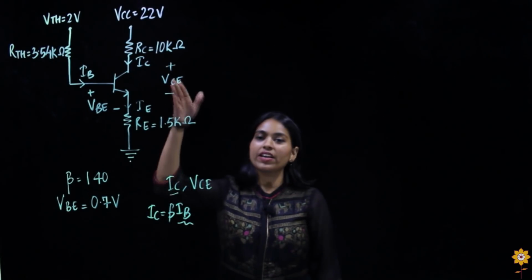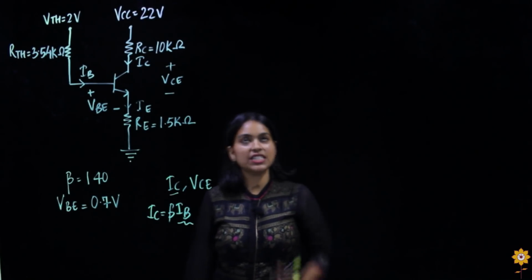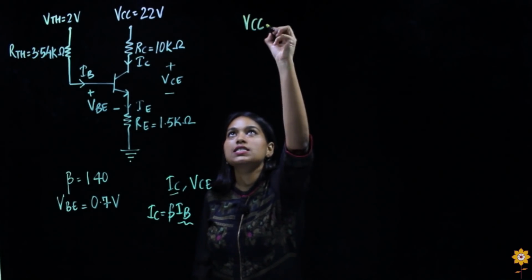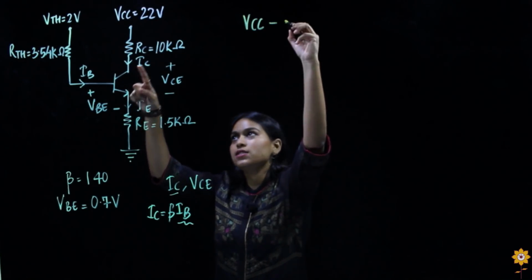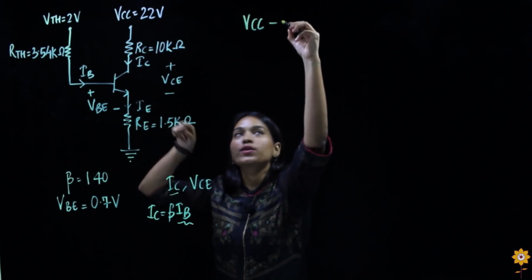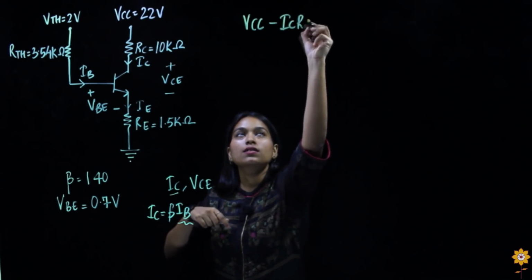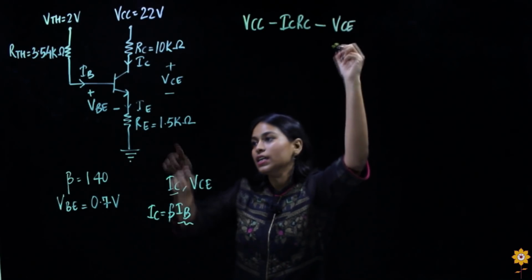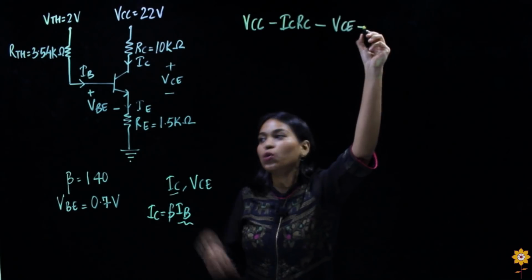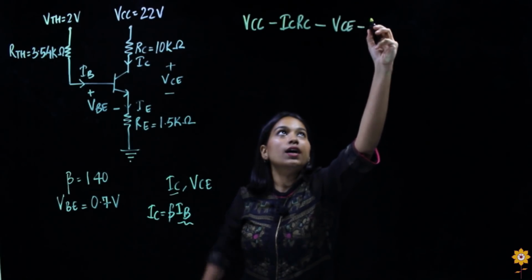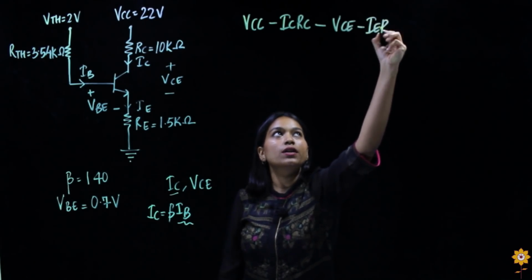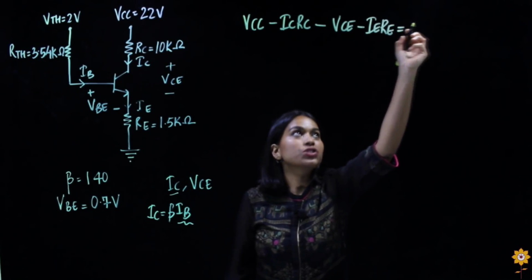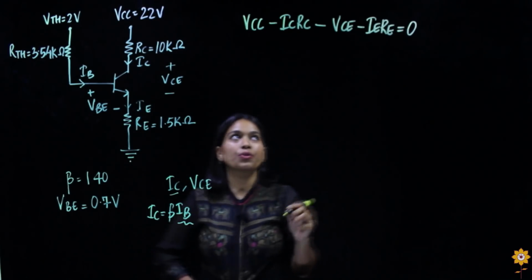So let's apply KVL in the output side to find out VCE. So the first parameter over here is VCC, then we have RC. So that is IC into RC minus we have VCE, and then we have RE. So the voltage drop across RE is the current IE which is flowing through it into the resistor. So IE, RE, and then finally we have approached ground. So this is equal to 0.